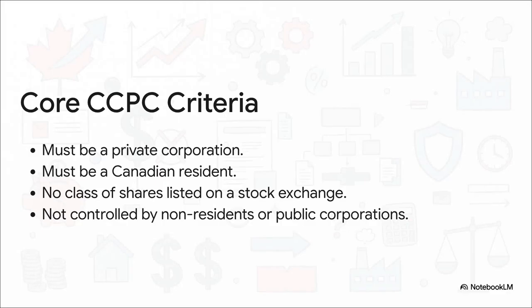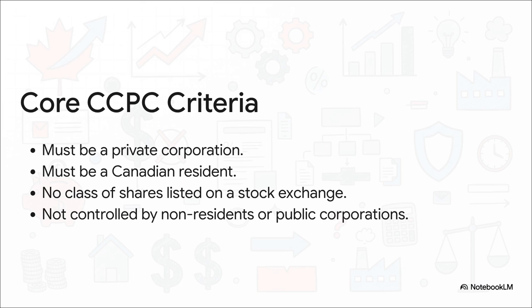So, to qualify, a corporation has to meet all four of these conditions at the end of its tax year. Think of it like a checklist. Number 1, it has to be private. Number 2, a Canadian resident. 3, can't have shares listed on a stock exchange. And 4, the big one, control cannot be in the hands of non-residents or public companies. You miss even one of these and you're out.